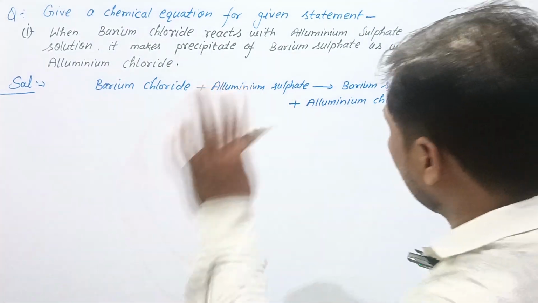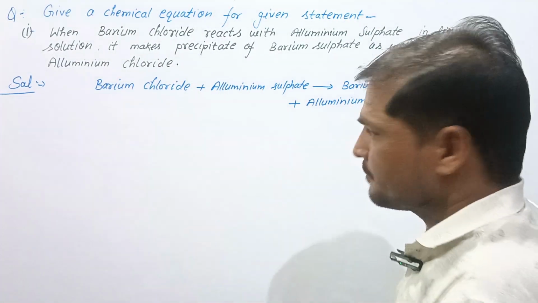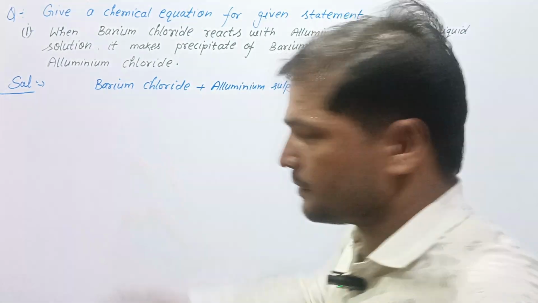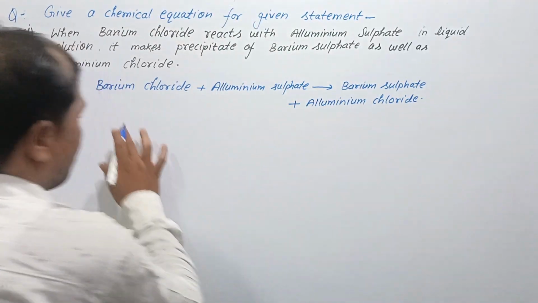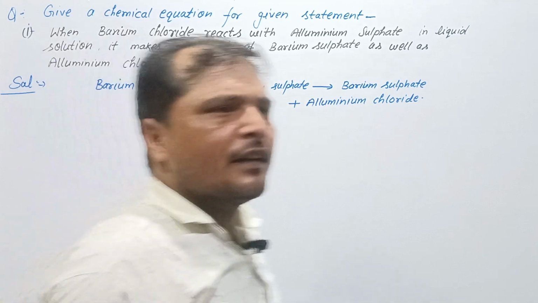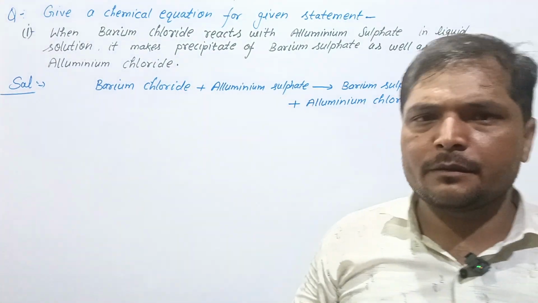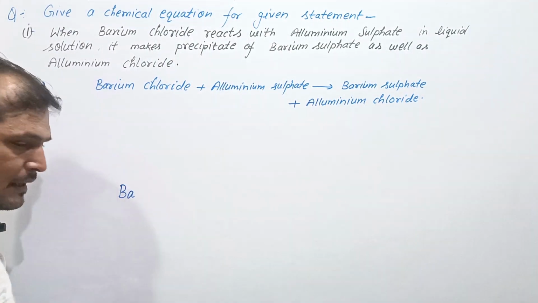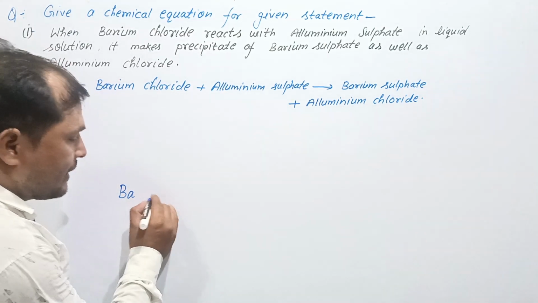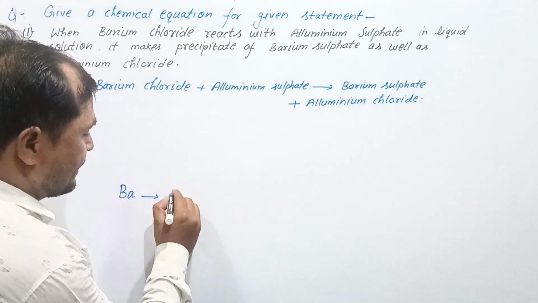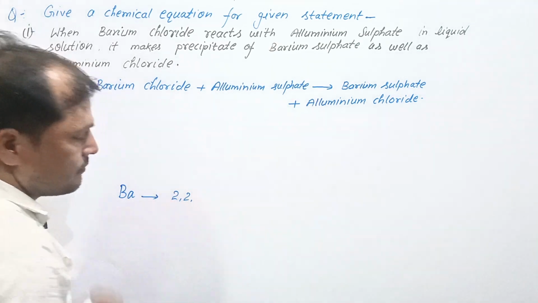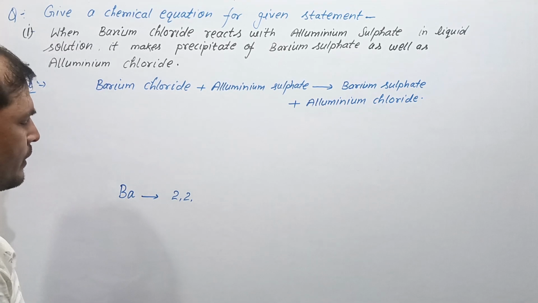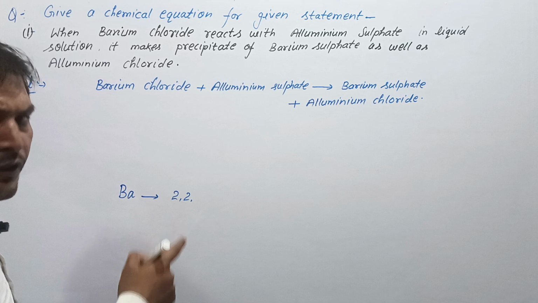Now let us use element symbols in place of words. Let us start. Barium chloride. As we know, in the periodic table, barium is at number 4, and its electronic configuration is 2,2. Chloride means Cl2.